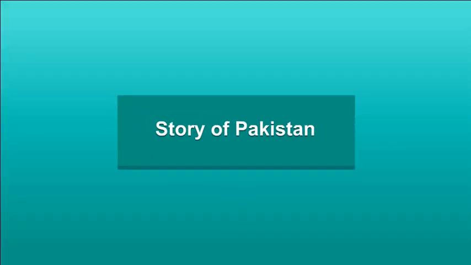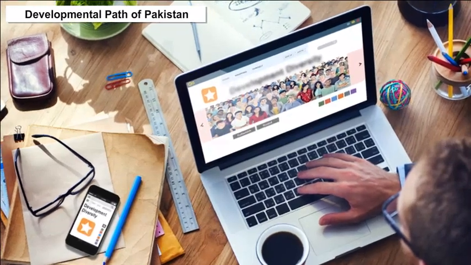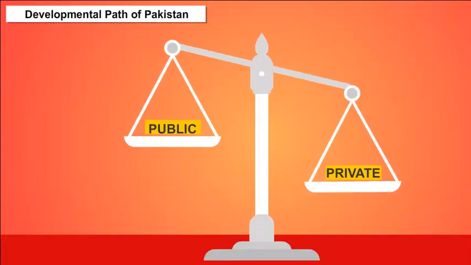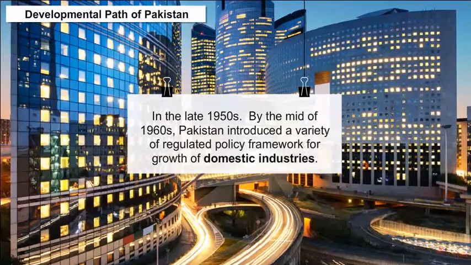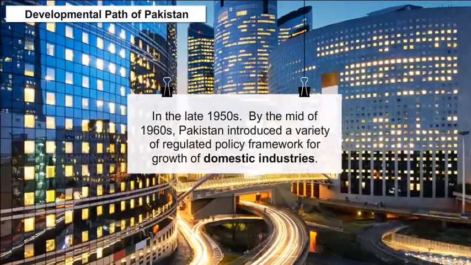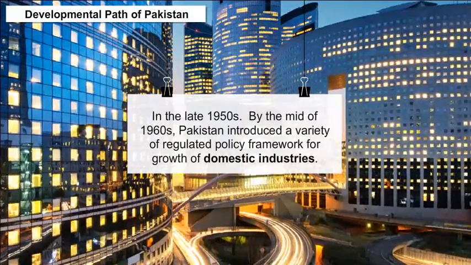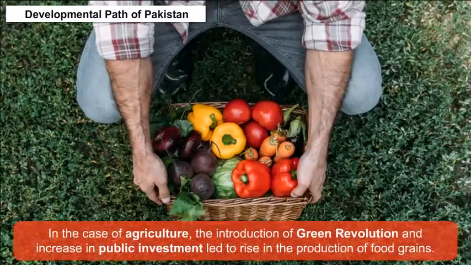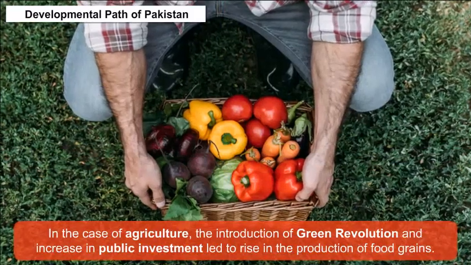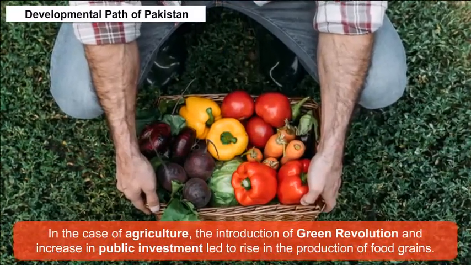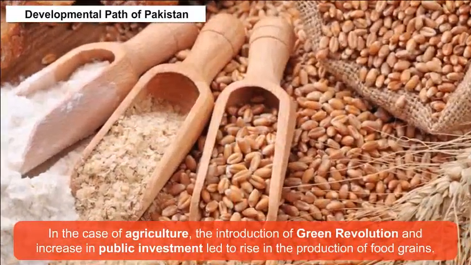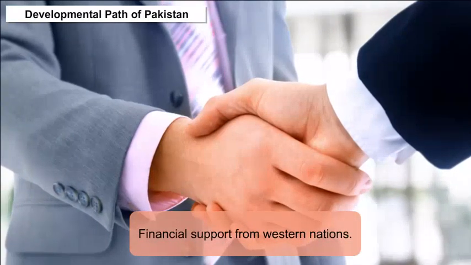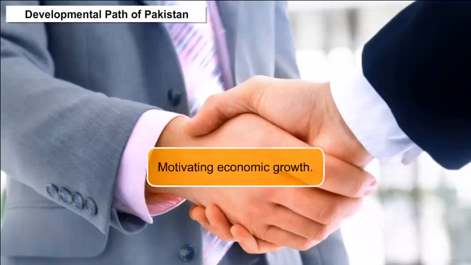Story of Pakistan. Developmental path of Pakistan. Pakistan followed the mixed economic system with coexistence of public and private sectors. In the late 1950s to the mid-1960s, Pakistan introduced a variety of regulated policy frameworks for the growth of domestic industries. In the case of agriculture, the introduction of the Green Revolution and increase in public investment led to the rise in the production of food grains. During this period, Pakistan also received financial support from Western nations, which helped motivate economic growth.